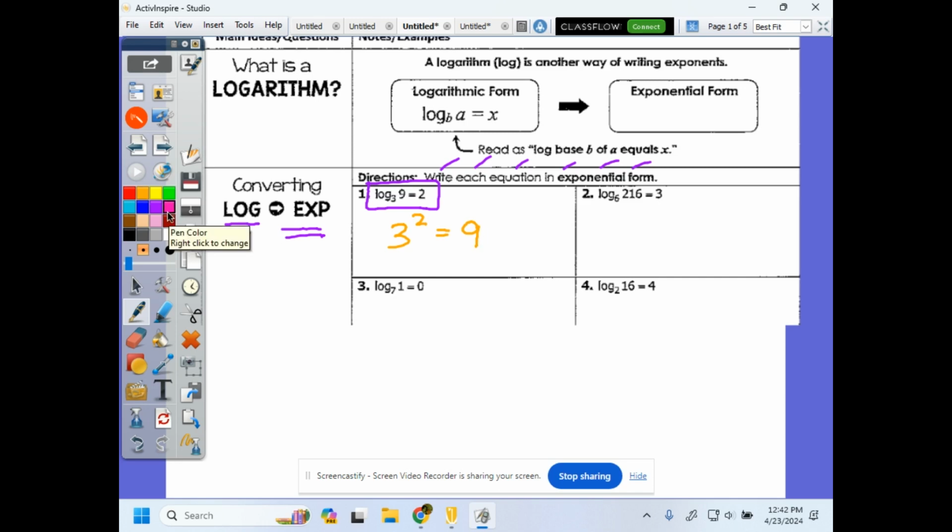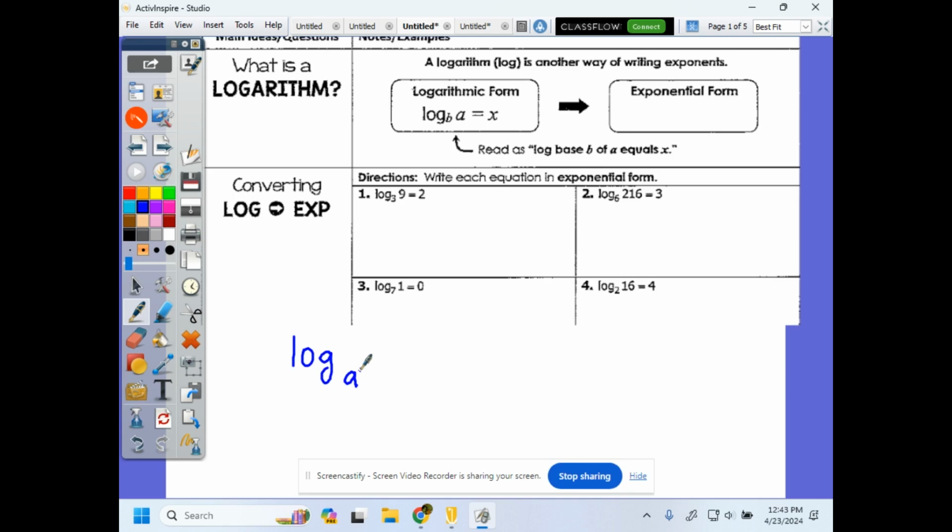Next, what is the base in number 2? The base here is 6. The exponent is 3, is equal to 216. Number 3, the base here is 7. What is the exponent? The exponent is 0. The answer is equal to 1.